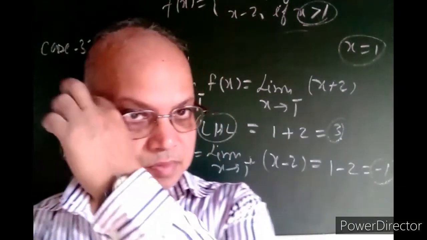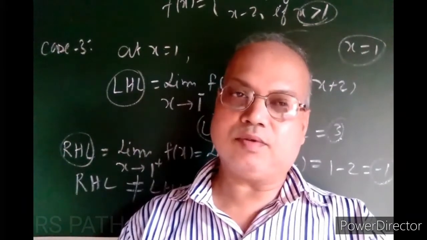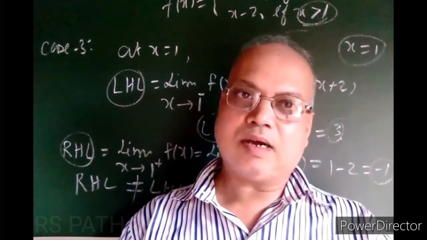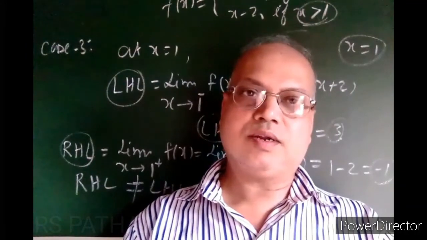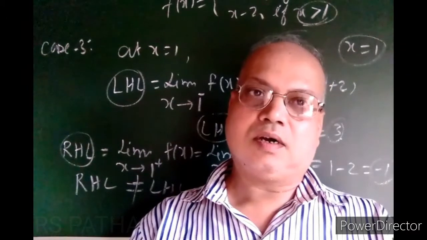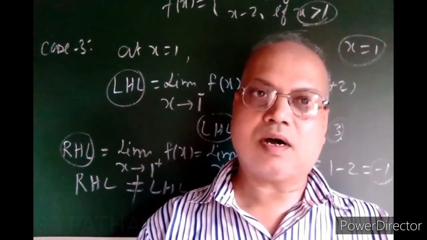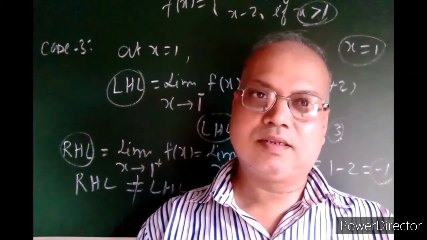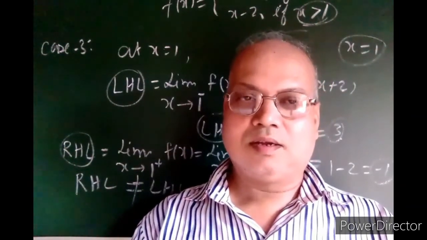Meaning that this function is continuous for all the values which are less than 1. This function is continuous for all the values which are greater than 1. But at x equal to 1, this function is not continuous. You can say it like this: all the points which are less than 1 are friends, all the points which are greater than 1 are friends, but x equal to 1 is its enemy. Understood?